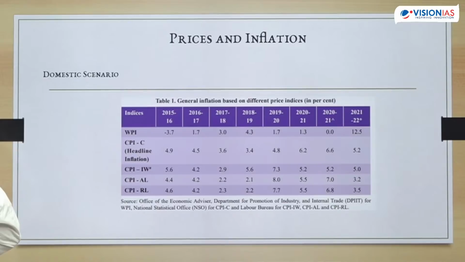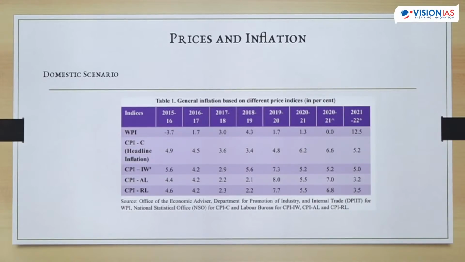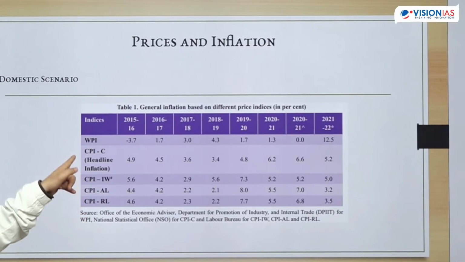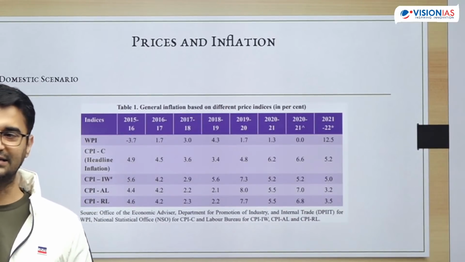For us, a very important thing to note is which organization releases which index, which inflation number. WPI, Wholesale Price Index, is released by the Office of Economic Advisor in the Department of Industrial Policy and Promotion. CPI is released by CSO, Central Statistical Office, or NSO now, National Statistical Office. Labor Bureau releases CPI industrial worker, agricultural labor and rural labor. Labor Bureau releases the last three. NSO releases CPI combined, and the Office of Economic Advisor, Department of Industrial Policy and Promotion releases WPI. It is very important for us to know this. There can be a matching question in your exam, which are the index and releasing authority.